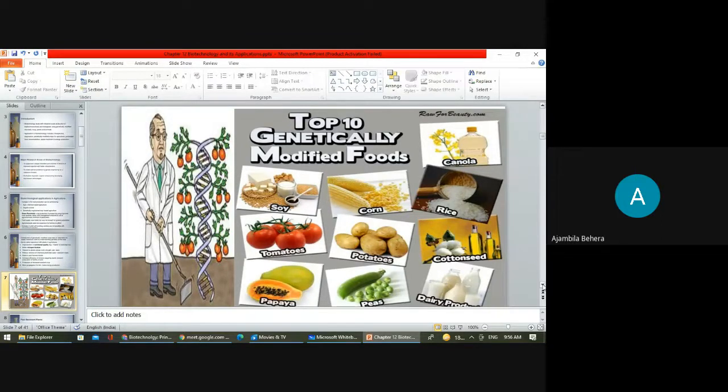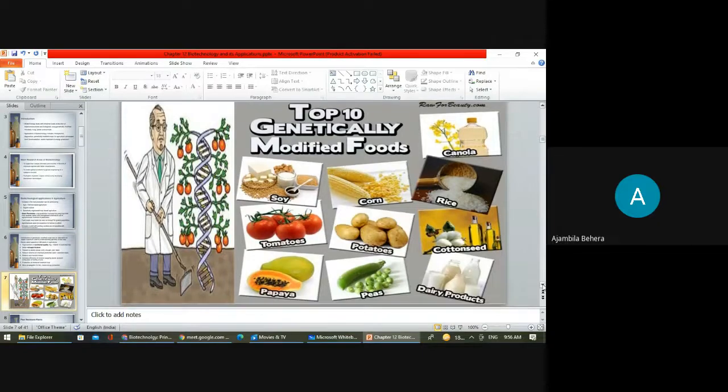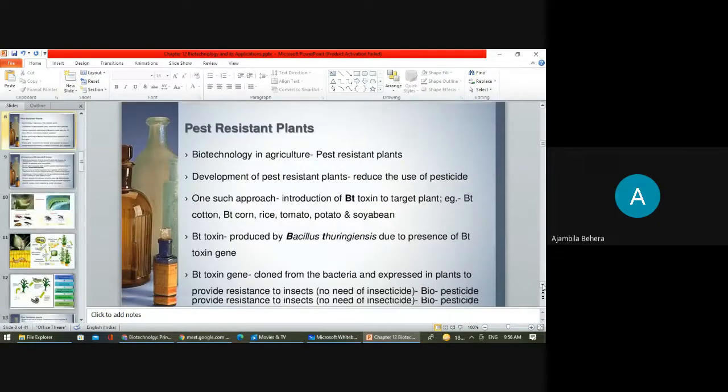And in our day-to-day life, the genetically modified foods we mostly use are soy, corn, rice, canola, tomatoes, potatoes, cotton seeds, papaya, peas, dairy products. So these are the different products we generally use more and more.